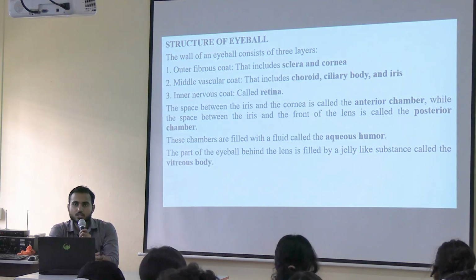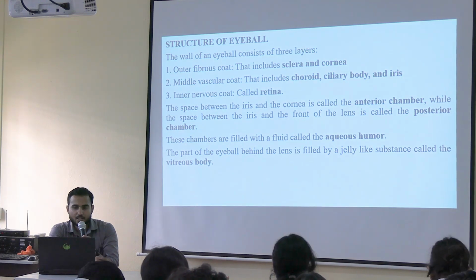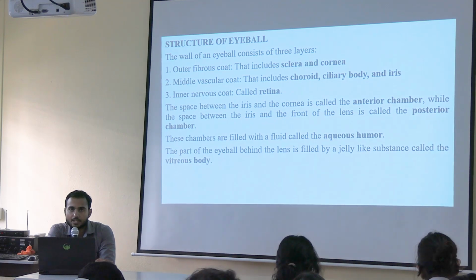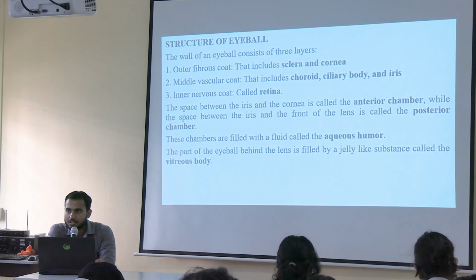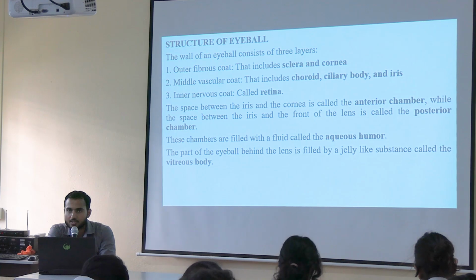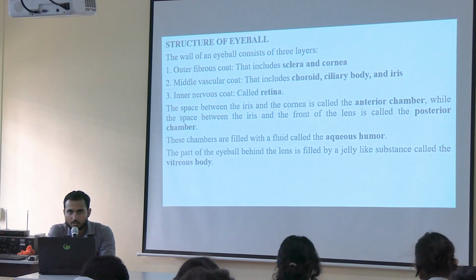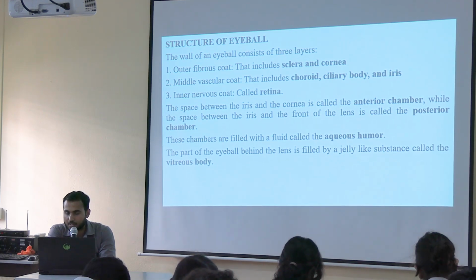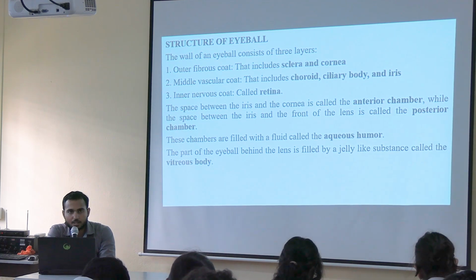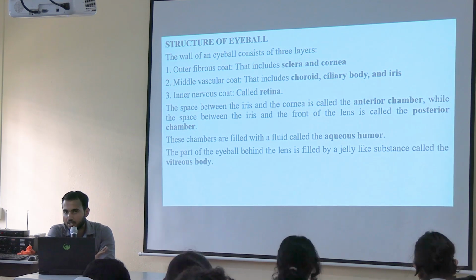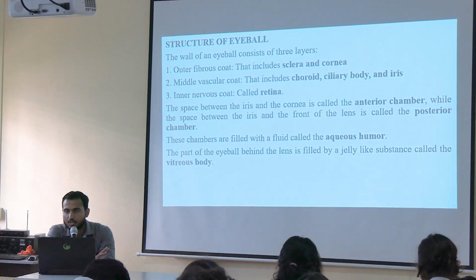Next, if you see the structure of the eyeball, three basic layers are there. What are they? Outer fibrous layer, middle vascular layer, and inner nervous layer. In the outer fibrous layer, what are the components? Sclera and cornea. Next, the middle vascular layer, what are the components? Three components: choroid, ciliary body, and iris.